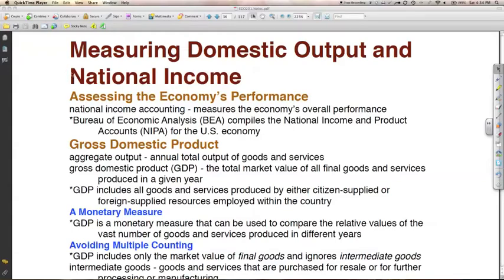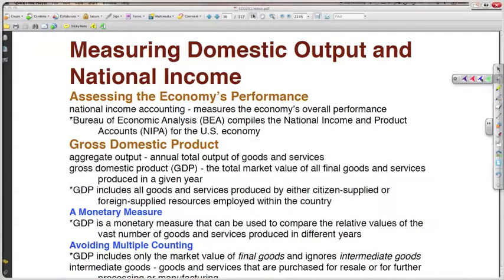Section 6 is going to cover measuring domestic output and national income. So this is all basically going to figure out how we assess the health of our economy. The first term we look at is national income accounting. It's just looking at the overall performance of the economy.